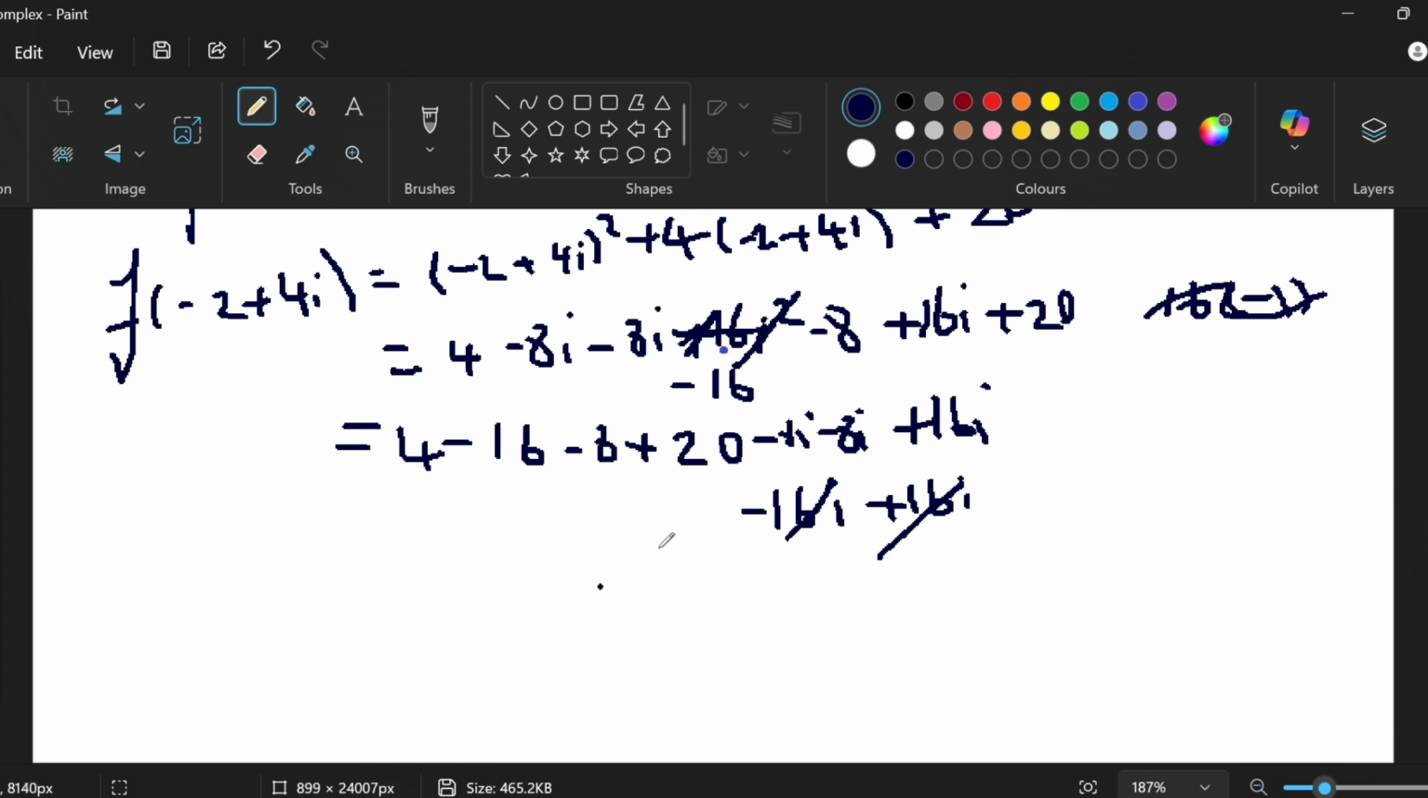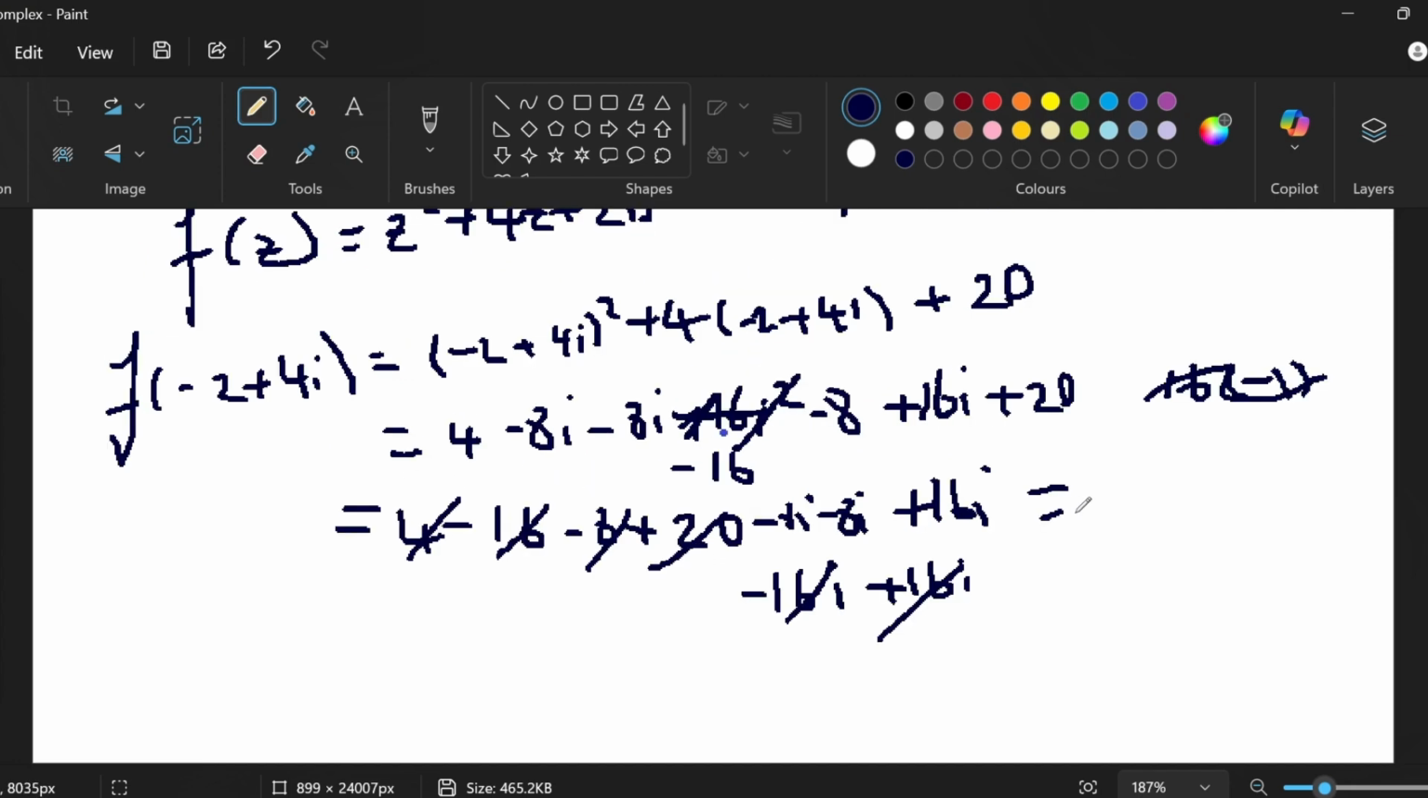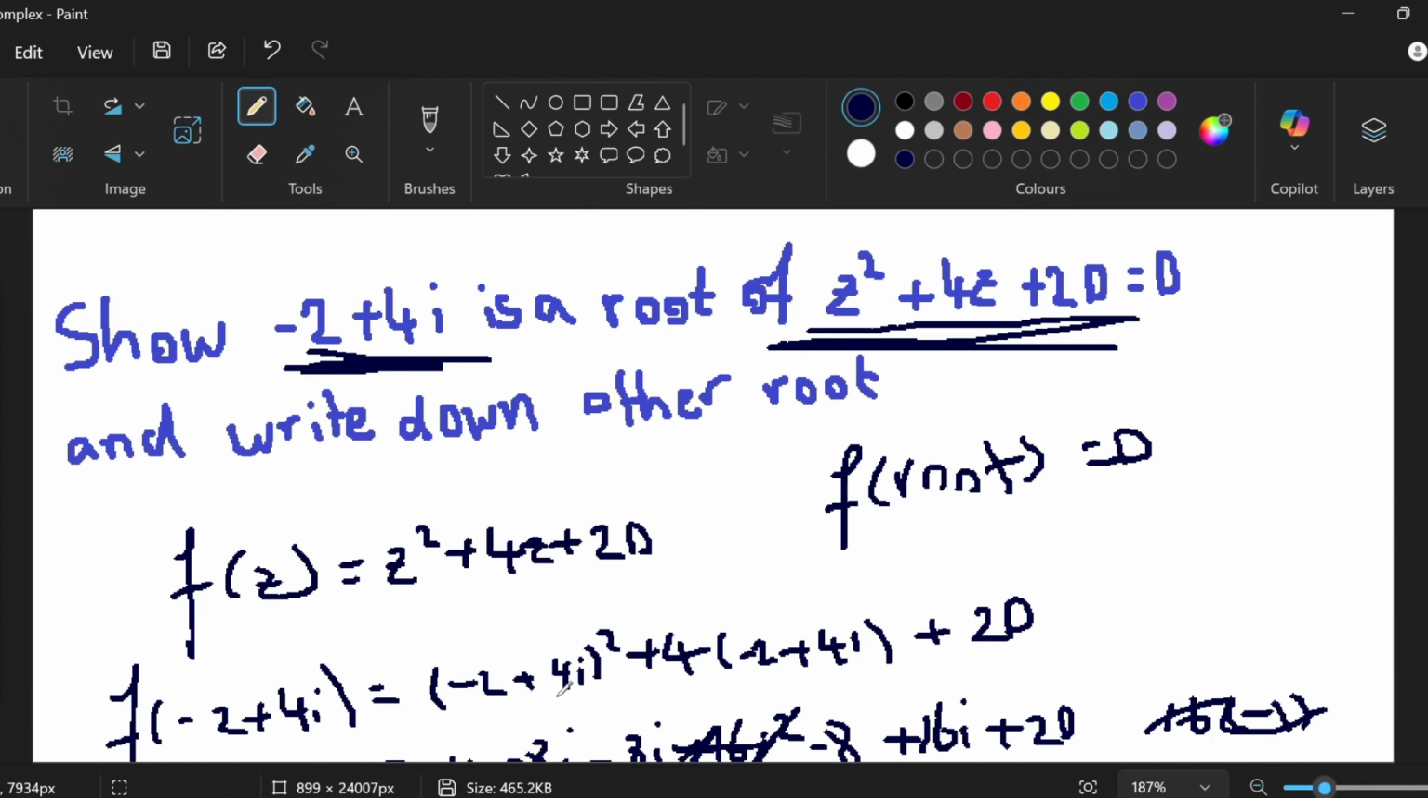And if we look at this, minus 16i plus 16i will cancel out. And 20 minus 8 is going to be 12, and 4 minus 16 is going to be minus 12. So this is all going to cancel out here, and we do get that this is equal to 0. And if you leave out the dashes I've drawn through the numbers here just for clarity, you can give your answer like this, and that is showing that this is a root.